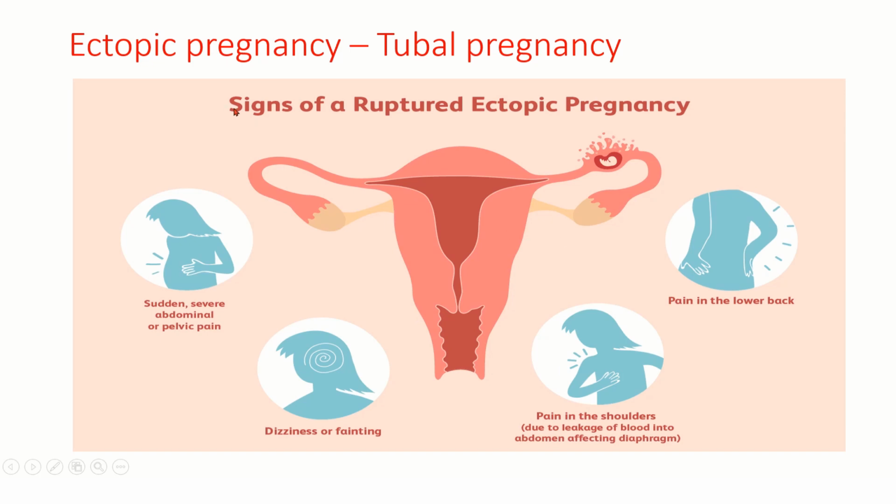Ectopic pregnancy: normally the pregnancy should occur within the uterine cavity. If the pregnancy continues anywhere outside the uterine cavity, that is called ectopic pregnancy. The most common site is the ampulla of the uterine tube. The most important complication of tubal pregnancy is the ruptured ectopic, which is an acute emergency. Symptoms will be sudden severe abdominal or pelvic pain, dizziness and fainting, pain in the shoulders due to leakage of blood into the abdomen affecting the diaphragm, and pain in the lower back.